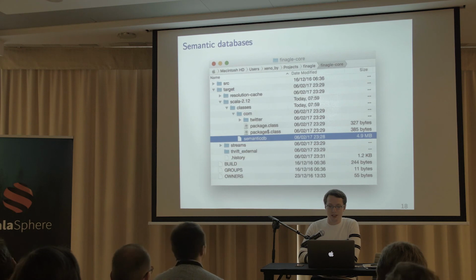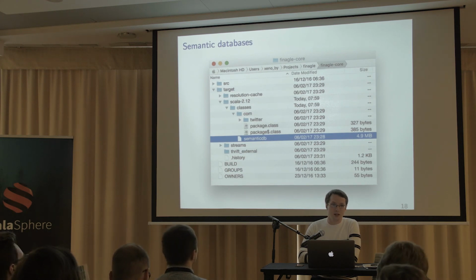You can see this semanticdb file, which contains some information about the source code that has been compiled. It's located next to the class files that were produced by sbt, in this case for the finagle-core subproject of Finagle. As you can see, this is a pretty sizable file, about 5 megabytes. That's because for the current encoding of the semantic information contained in these files, we just use textual encoding.